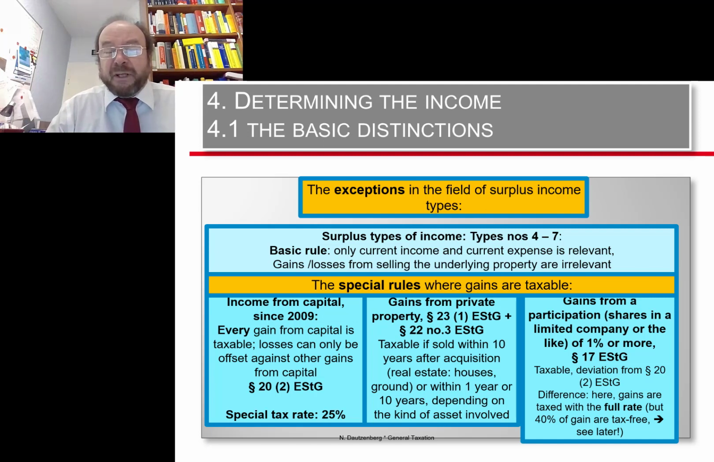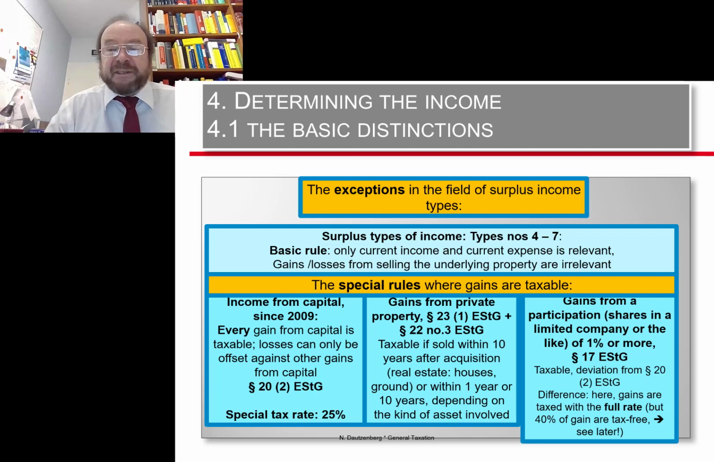In paragraph 23.1 ESDG, immovable property is taxable if sold within 10 years after acquisition. The exception is if that house has been used for your own living purposes during the last 2 years before the sale, or if you inhabited that house ever since you bought it, or for other private property apart from everyday household things. They can be taxable within 1 year or, under certain exceptional circumstances, within 10 years after acquisition. That depends on the kind of asset involved.